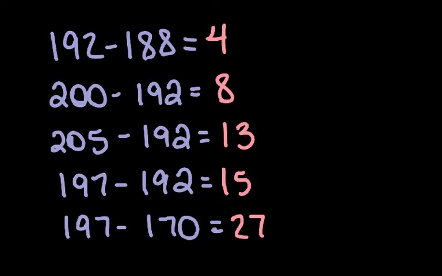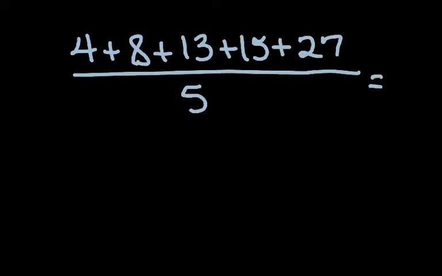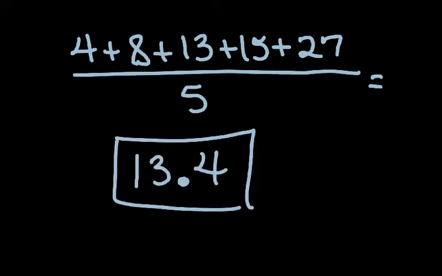And then the last step is to find the average of all the answers. So you're going to add 4, 8, 13, 15, 27 together and divide it by 5. Once you get your answer, that's what they call the mean absolute deviation. As you can see, none of those say 13.4, so your answer would be D, not here.